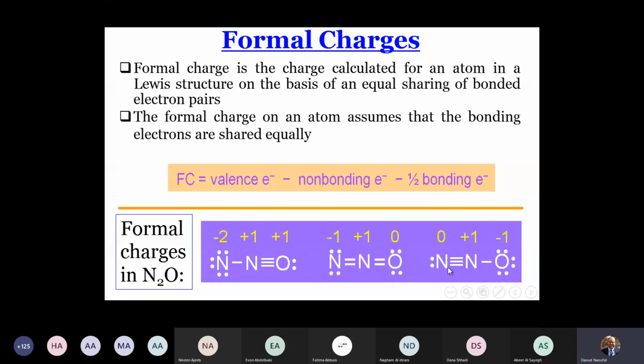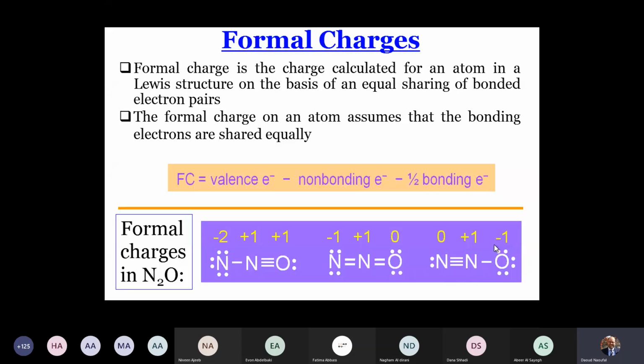In the third structure, we have for the first nitrogen 5 minus 2 minus 3. So we have 0. For the second nitrogen, 5 minus 0. We don't have lone pairs, we don't have non-bonding electrons. So 5 minus 0 minus 4 bonds. So it's plus 1. And the oxygen is 6 minus 6 non-bonding electrons minus 1 bond. So it's equal to minus 1.